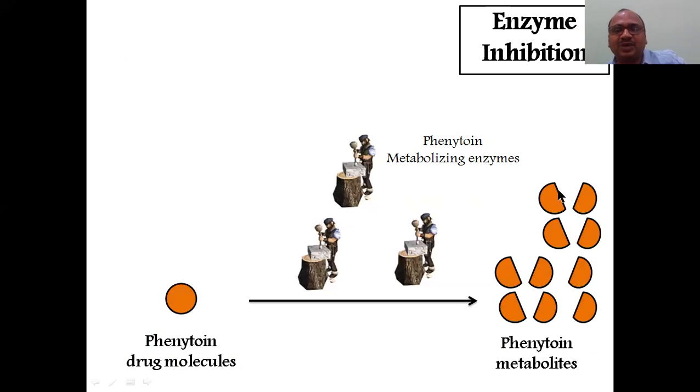See, the number of enzymes is more here. For the phenytoin drug molecule, that's why you observe more metabolic products here, and only fewer drug molecules are left. All these are the phenytoin metabolizing enzymes. This is actually going on with phenytoin.